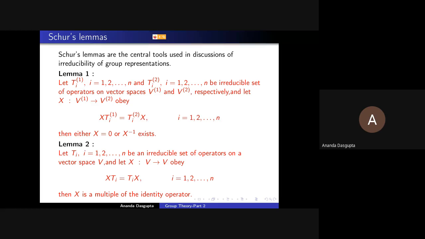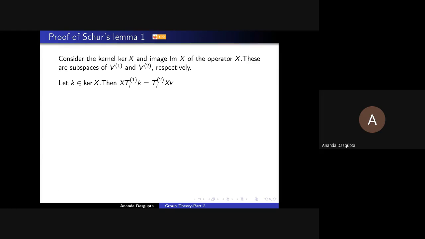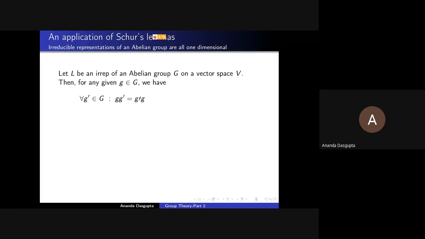Remember, these have been stated in terms of irreducible sets of operators, but the real reason why we are interested in them is that, as far as group theory is concerned, if you have an irreducible representation, then all the D(g)s form an irreducible set of operators on that particular vector space. Okay, so we will now move on to applications of Schur's lemmas, skipping the proof, which is actually in the next few slides. Let's look at one very simple application.